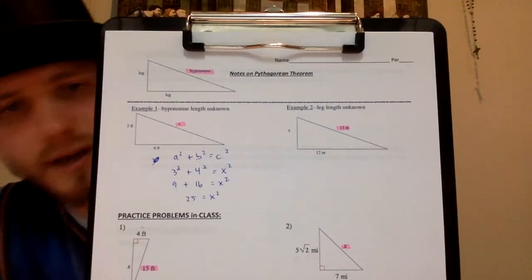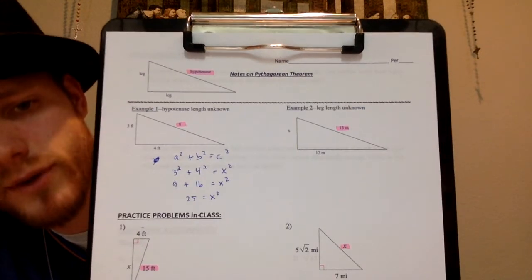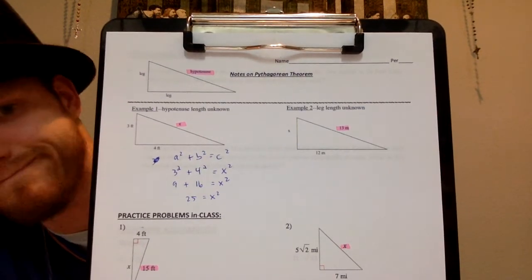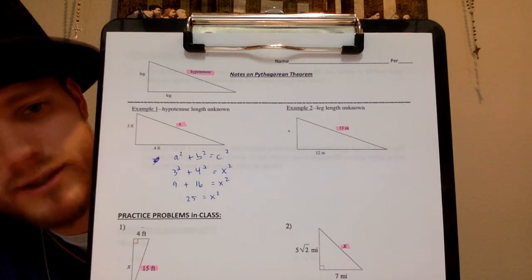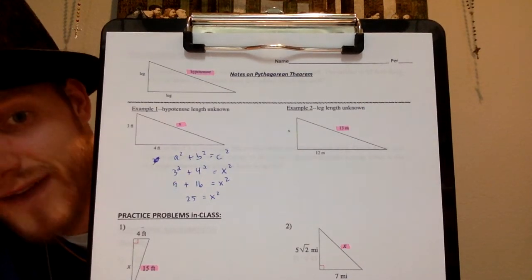So we've got 9 plus 16 equals x squared. 9 plus 16 is 25 equals x squared. Square root both sides, right? So we're at this step. This is, again, all review. How do you get rid of an x squared? How do you undo it? Square root symbol. We've been doing radicals and square roots this whole chapter so far. All right, so the square root of 25 is 5.